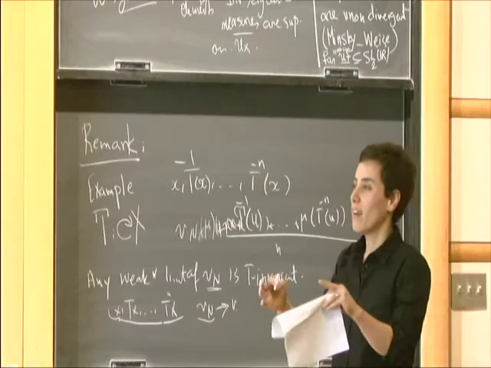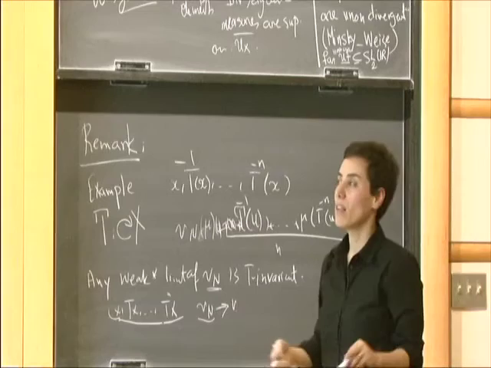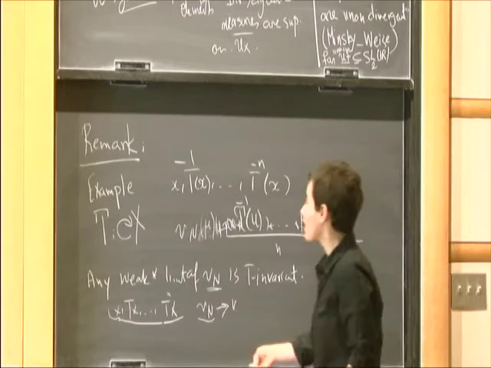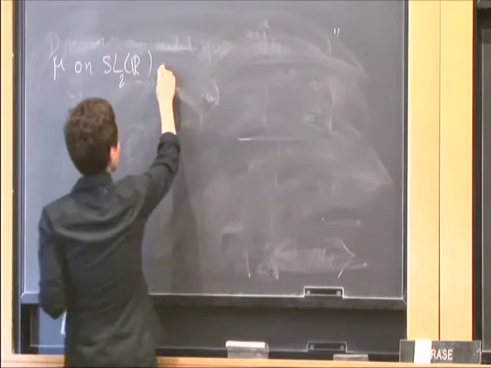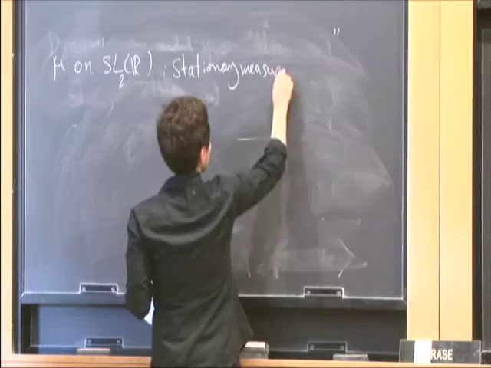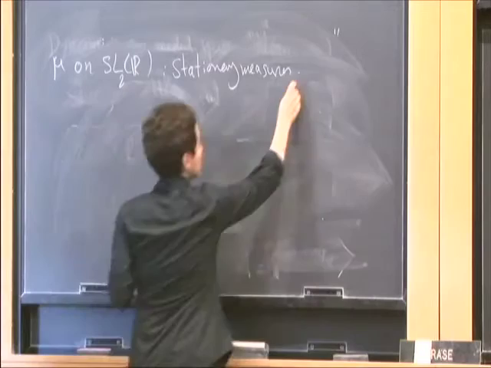You can embed your SL2R and then take the measure which is invariant on bigger balls and take limits, but the limits won't be invariant under the action of SL2R. The limits will be what is called stationary measures. So if you have a measure mu on SL2R, it makes sense to talk about stationary measures on x, on which you have an action of SL2R.